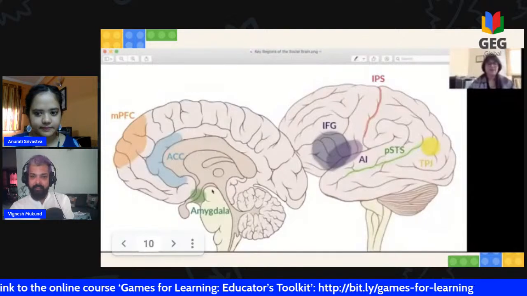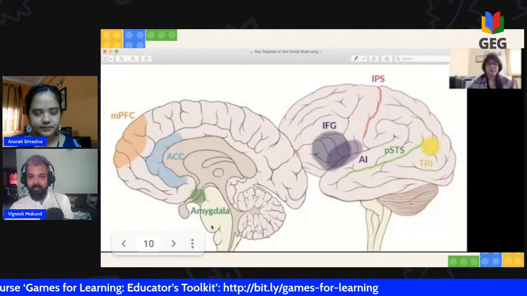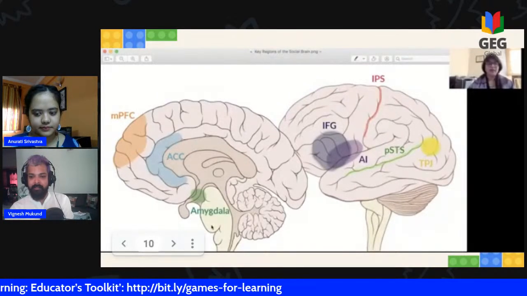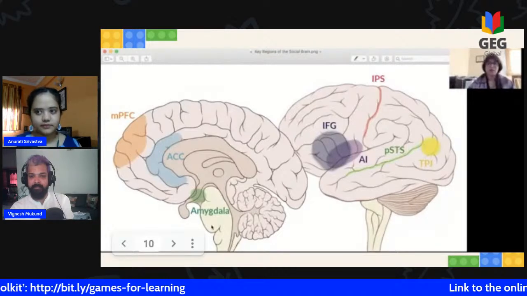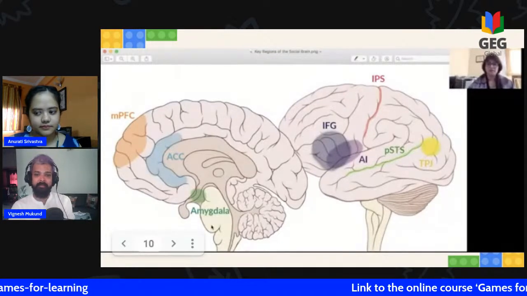Okay. The figure shows the amygdala, which is part of the limbic or the emotional system of the brain, which plays an important role in processing emotions.